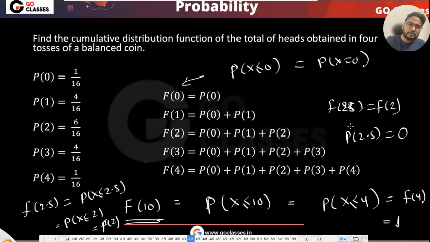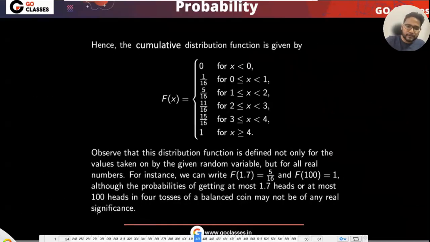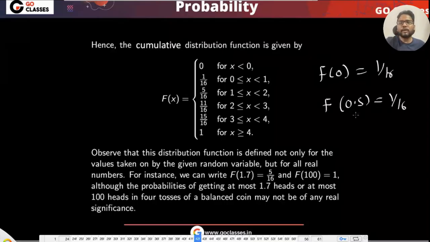I hope you're getting this. Let's first observe this, and then I will ask you a question. Initially, if X is less than 0, then the CDF is 0. If X is greater than 0 and less than 1, which means if I ask you the CDF for F(0), you will say it is 1 upon 16. If I ask you the CDF for F(0.5), you will say it is also 1 upon 16, because it is X less than or equal to 0.5, but it's just as F(0), which is 1 upon 16.